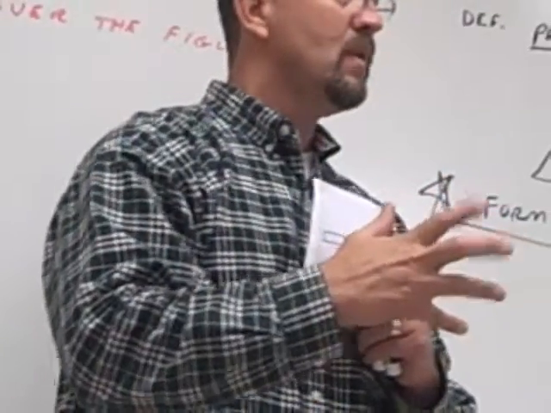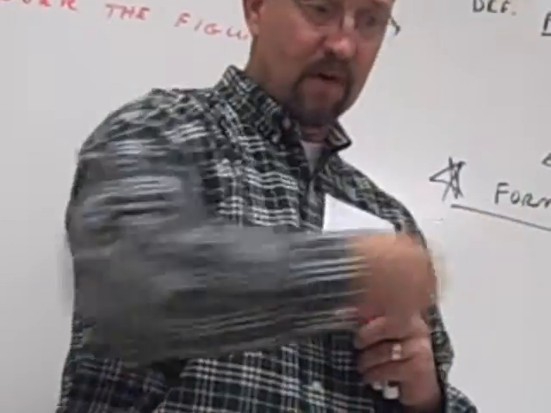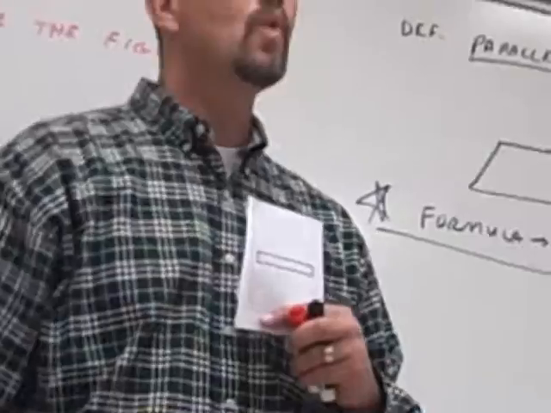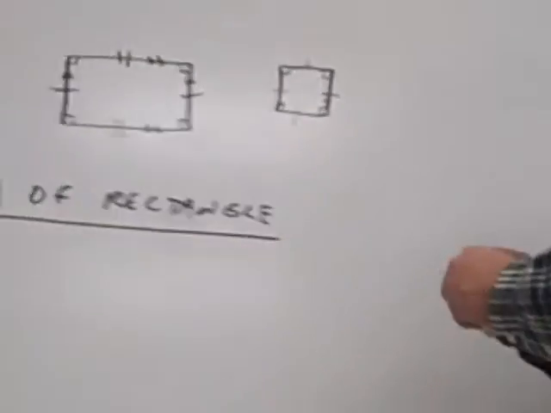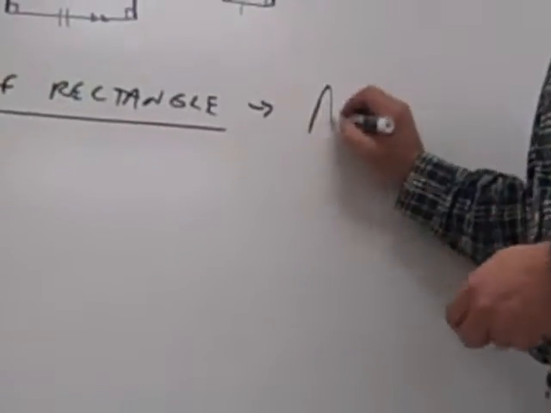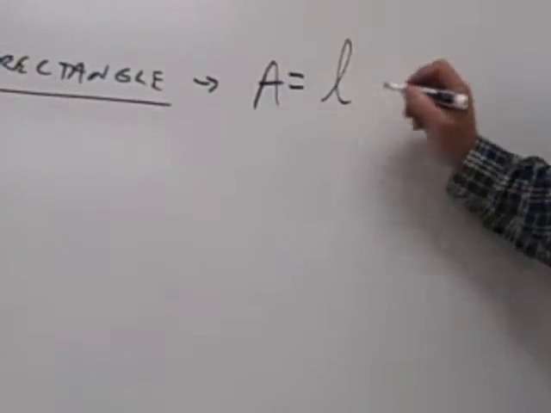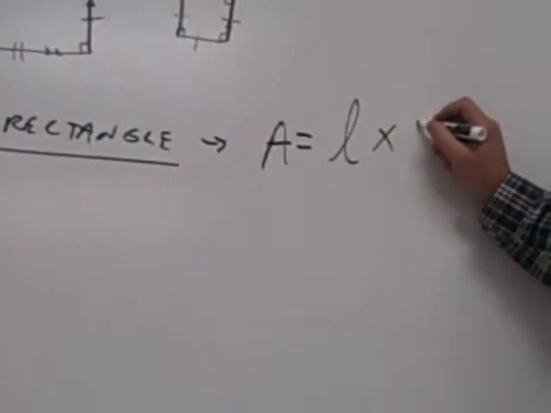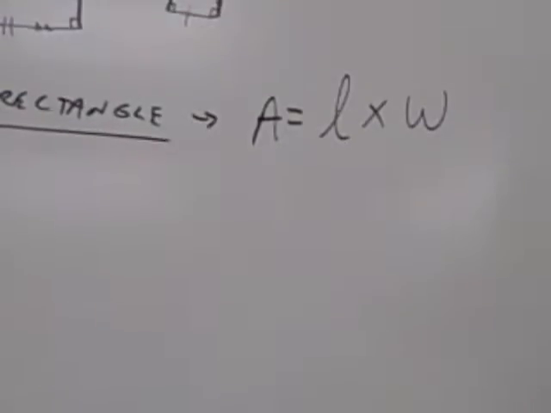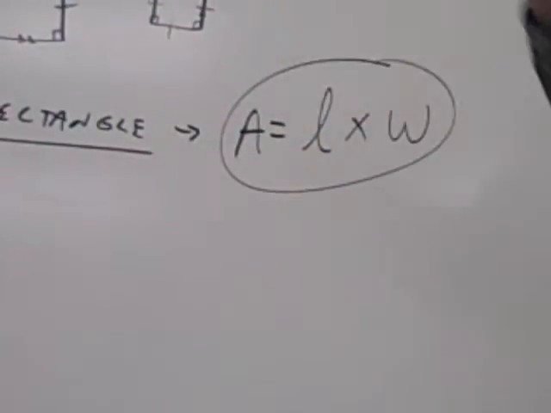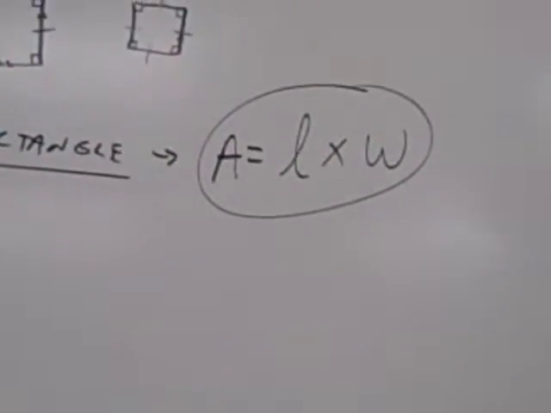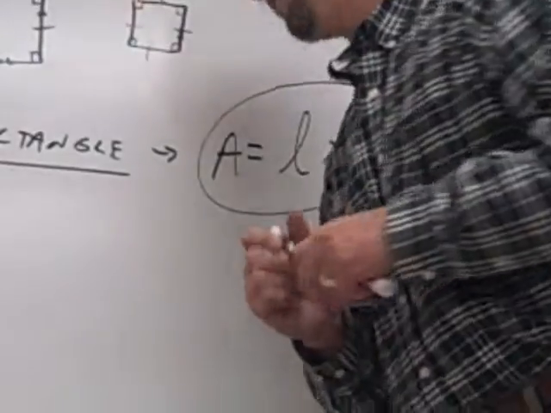What do we usually call this one going this way? Length. What do we usually call the up-and-downs? Width. So mathematicians discovered that we could find the area by knowing what the length is, multiply it times the width, and that would count the squares for us really fast. Would it not?